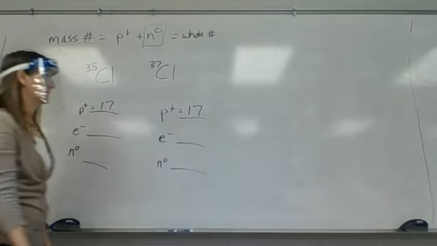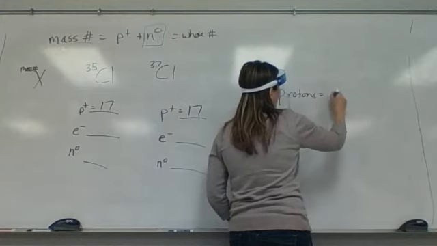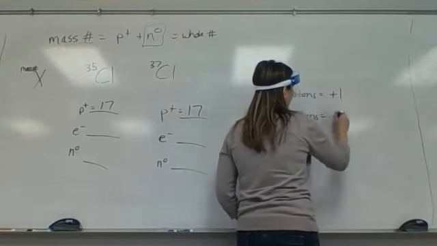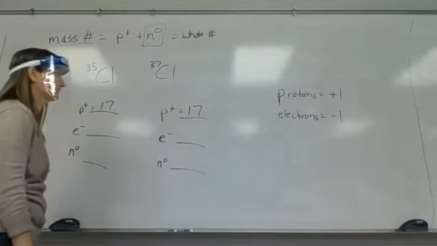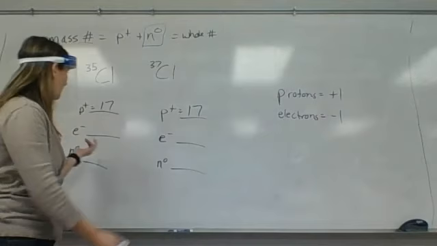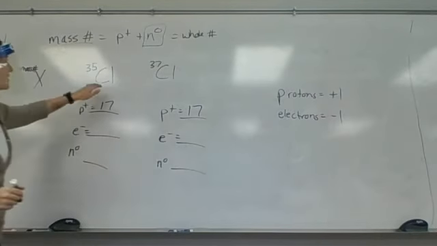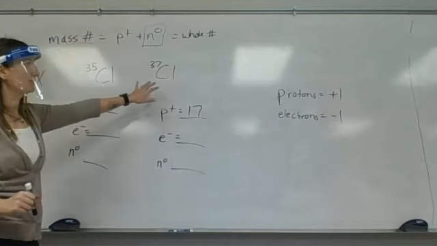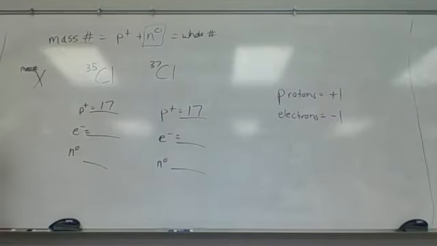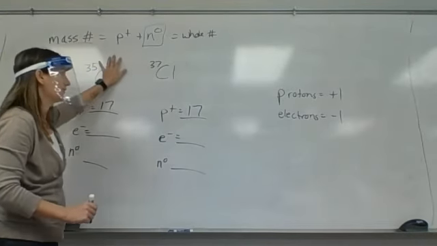Well, what about electrons? We said protons have a charge of +1. Electrons have a charge of -1. So I'm going to use this to figure out how many electrons. These atoms are neutral. What I mean by that is they don't have a charge on them. We'll actually talk about charged atoms later in the chapter. But right now there is no charge. You don't see a plus sign or a minus sign on either of these.